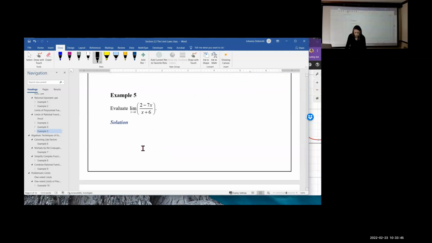Let's do it again. The limit of 2 minus 7x over x plus 6, we're going to plug in the value. If we get a finite real number, we're done. And we get 2 minus 7 over 7, which is negative 5 over 7, right? And again, if we go to the graph, that means that as we trace along the graph and we get close to 1, the y value is going to be negative 5/7.